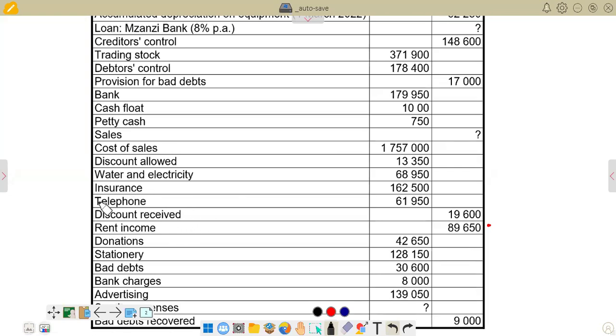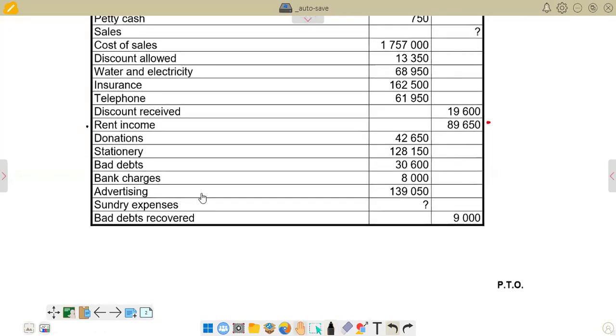From there, we can check other incomes that we have in the question. Remember, we want other income here. So we go down to check other incomes that we are given. We've got donations, stationery, paid debts, they are all expenses, bank charges and advertising are expenses. Then we go down, we've got sundry expenses, again an expense. Then we've got bad debts recovered. Remember, bad debts recovered is an income. Also take note that all incomes, we show them on the credit side.